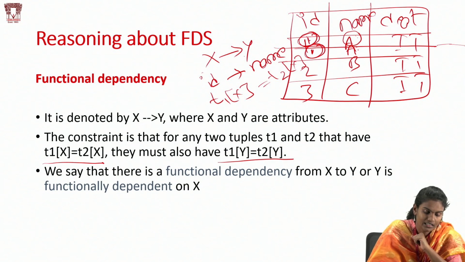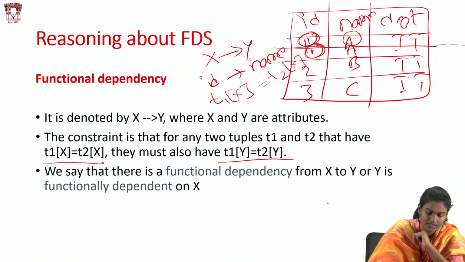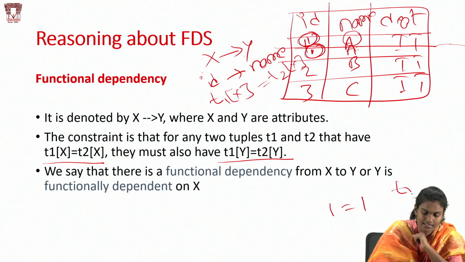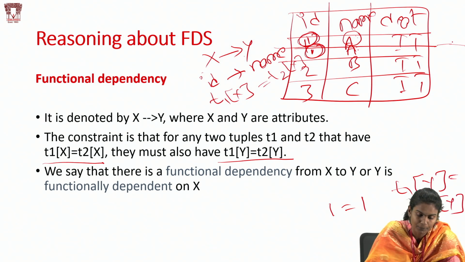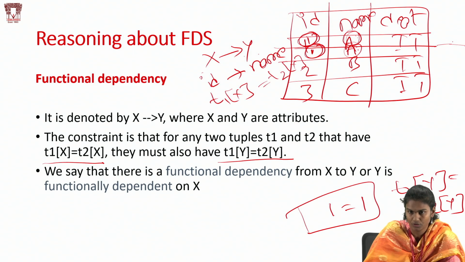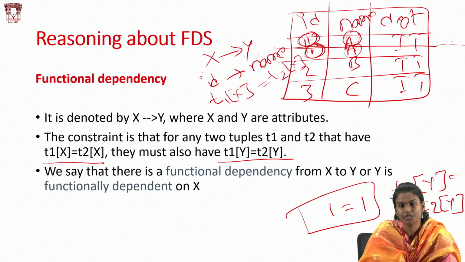Here you can see T1 of x equals T2 of x means 1 equals 1. Let's check T1 of y equals T2 of y. Here T1 means tuple 1. In the tuple 1, y attribute is name. In the tuple 1, the y attribute value is A, where ID equals 1. In the tuple 2, name value is also A. So when T1 of x equals T2 of x exists, it must exist that T1 of y equals T2 of y.